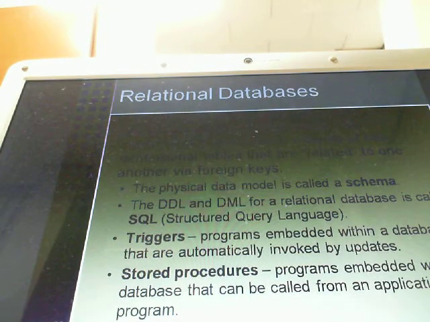Relational database is a database that implements stored data in a series of two-dimensional tables that are related to one another by foreign keys. The physical data model is also called schema. DDL and DML for a relational database is called structured query language. Triggers are programs embedded within a database that are automatically invoked by an update. Stored procedures are programs embedded within a database that can be called from an application program.